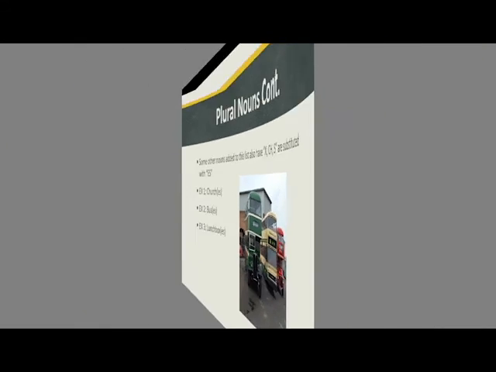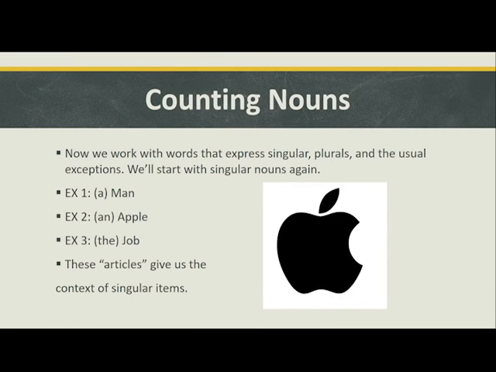Continuing, we also have counting nouns, in which case we have expressions that have singular connotations to these words. For example, a man, an apple, the job. These articles give singular context to the words.